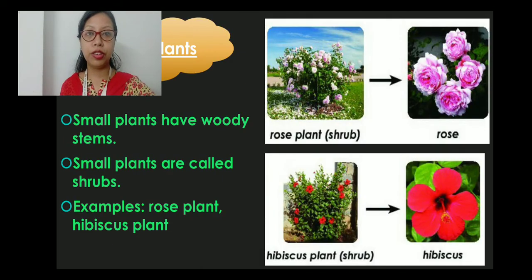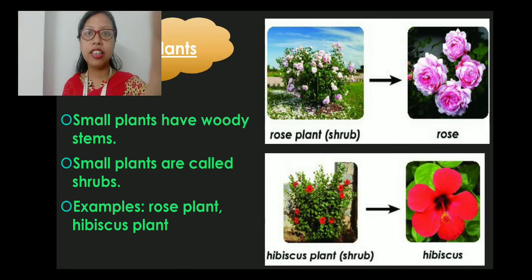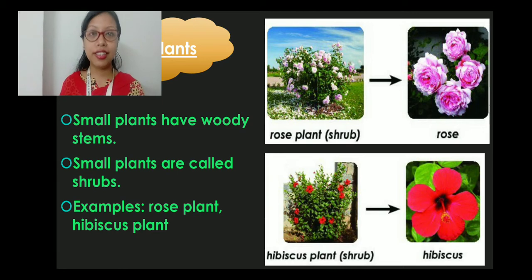Next we come to the small plants. The small plants have woody stems. Small plants are called shrubs. For example, rose plant and hibiscus plant. Now if you have noticed, small plants don't have this very big stem. They have a stem which is like a wood. You have seen a wood, so small plant stems are like wood. That's why they are called the woody stems.